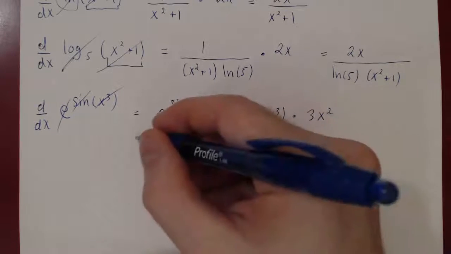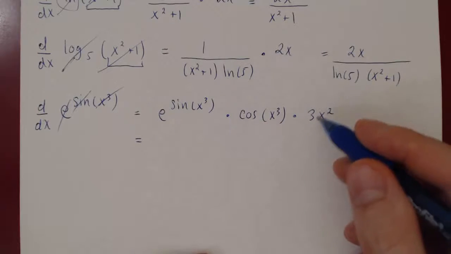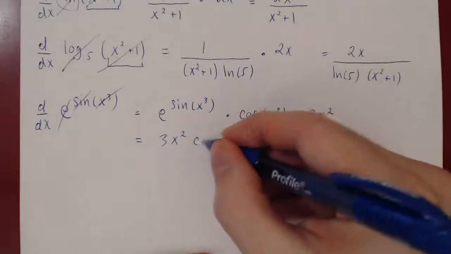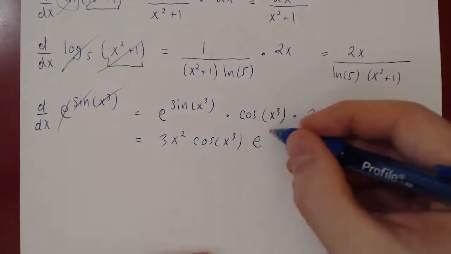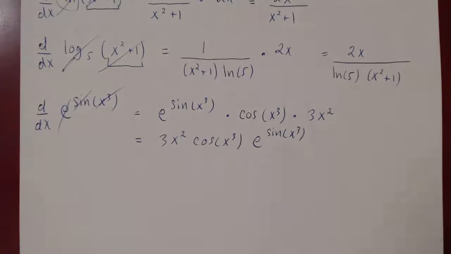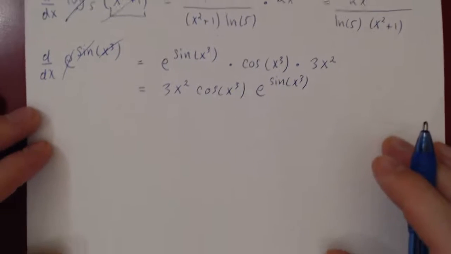And usually, as always, we write the simplest terms first, so we'll write this as 3x squared times cos of x cubed times the exponential function of sine of x cubed. So there you go. What if we had examples where we throw in some logarithms, but before we have to differentiate, we should simplify first? Let me give you just one example before that.